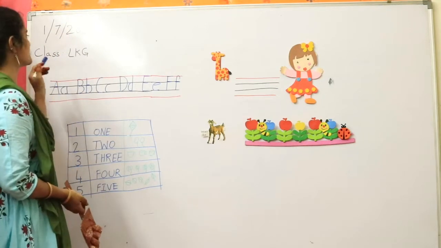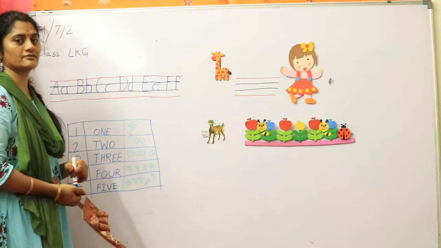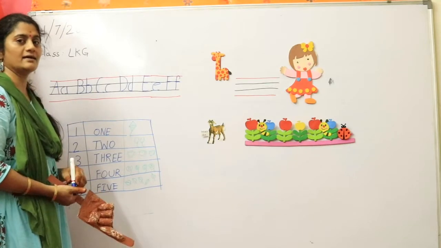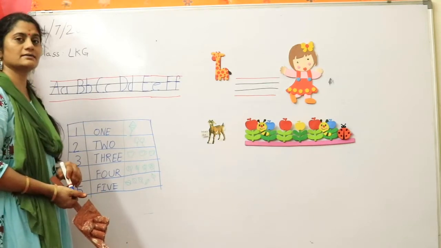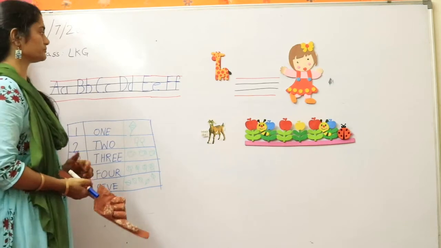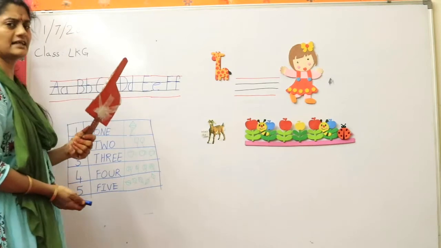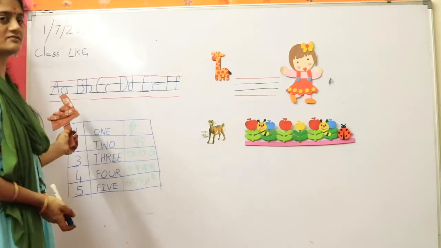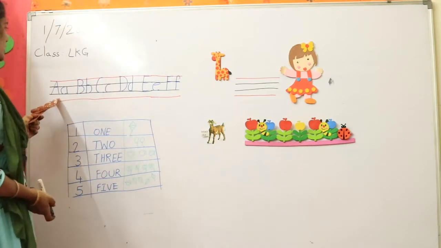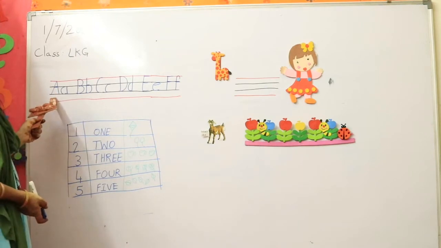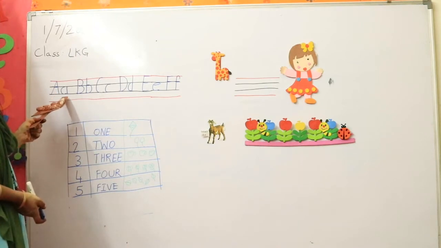And this session is for the class LKG, for the LKG kids. Okay? Now let's get started with our alphabets. So far we have learnt 6 letters. Let's just revise what we have learnt. What do you see here? A, capital A, small a.